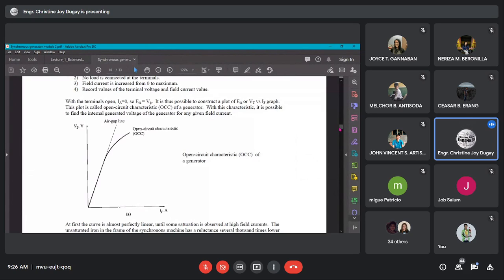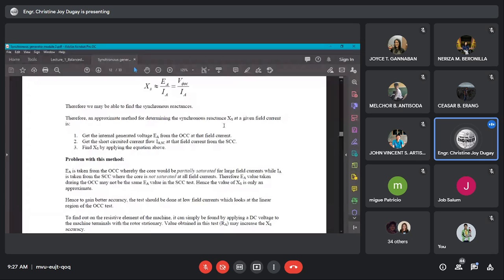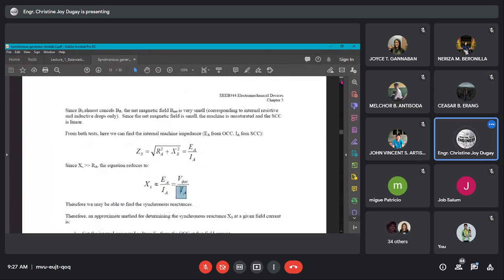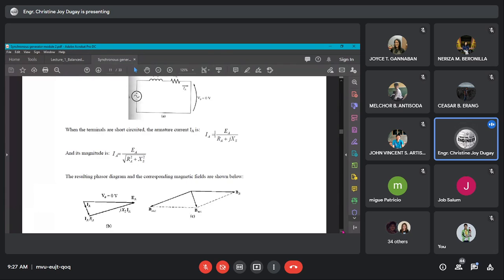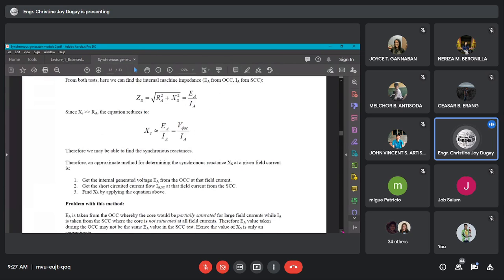So, EA is equal to V phase. Pwede po ninyong gagamitin yan. And then, short circuit ninyo para makuha nyo yung IASC po ninyo. Ayan, IA. Target nyo kunin si IA, so gamitin nyo si SCC. This is the equation of IA. Kung magnitude lang kailangan ninyo, ito ang gagamitin ninyo. So kung hindi nyo kailangan ang angle, pwedeng gamitin nyo na yung IA is equal to EA over square root of RA squared plus XS squared. And then, find XS by applying the equation above.